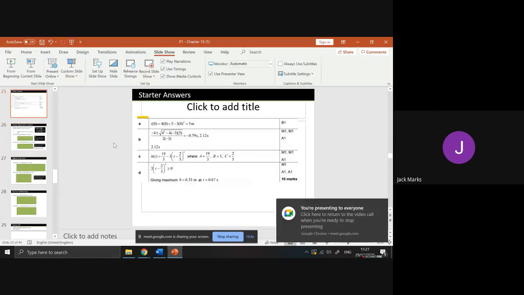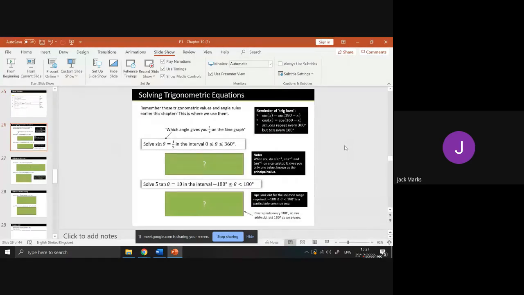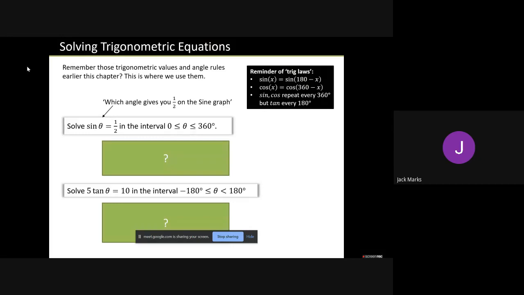Okay, so we're going to move on to the next section, which is solving trigonometric equations. And we're going to be looking at our graphs quite a lot again for this one. So let's have a look at a question. A question might look like this: solve sine of theta equals a half in the interval from 0 to 360 inclusive.